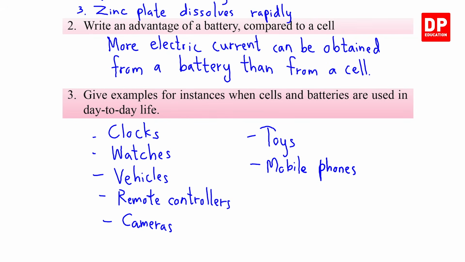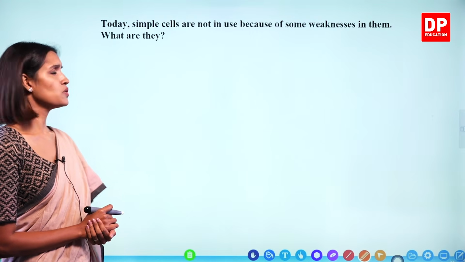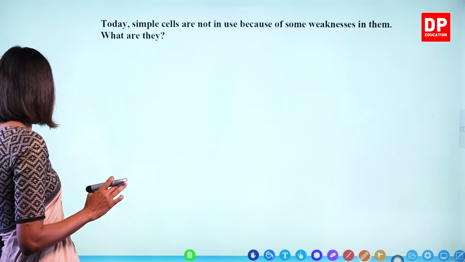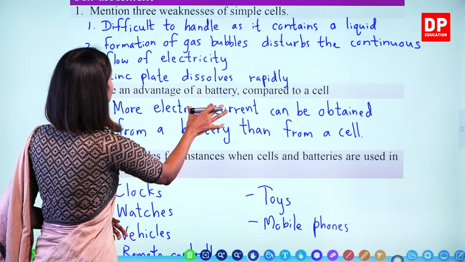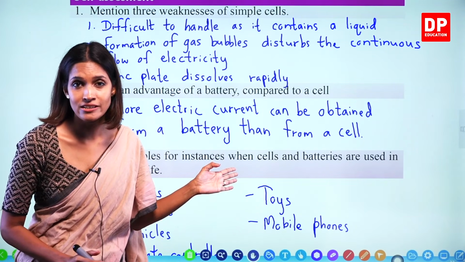Okay, children, there are many instances where we use cells and batteries in our day-to-day life. We have another question. Today, simple cells are not in use because of some weaknesses in them. What are they? We already discussed these weaknesses, right? What are the weaknesses? We wrote all these weaknesses. What are they? Difficult to handle as it contains a liquid, right?